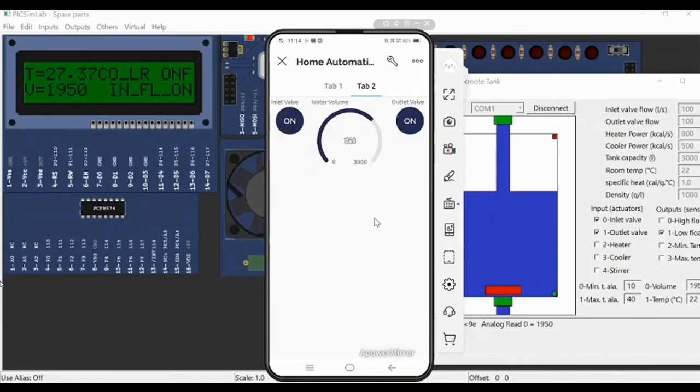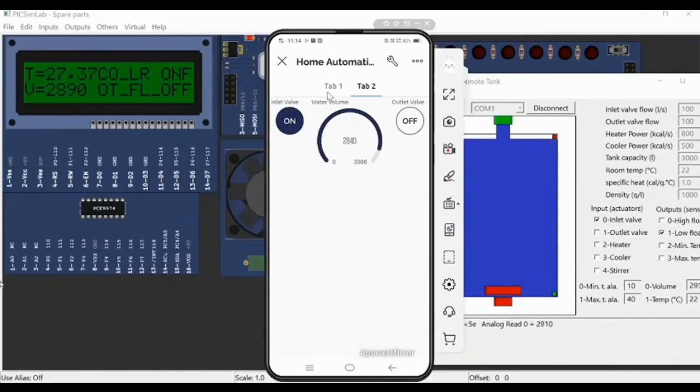and when the volume reaches below 2000, the inlet valve will automatically be on, and in the LCD it will show inflow on, and the volume remains constant when inlet valve and outlet valve are on. When outlet valve is off, the volume will be increased. When the volume reaches 3000, it will automatically turn off.